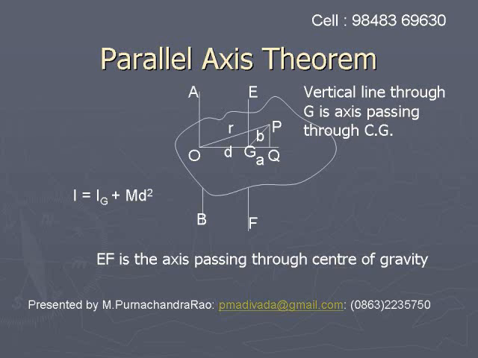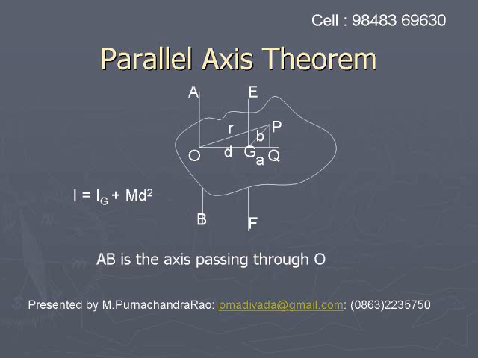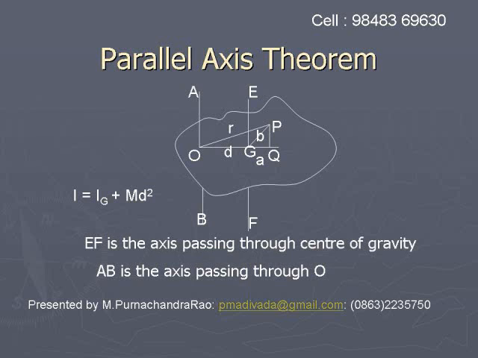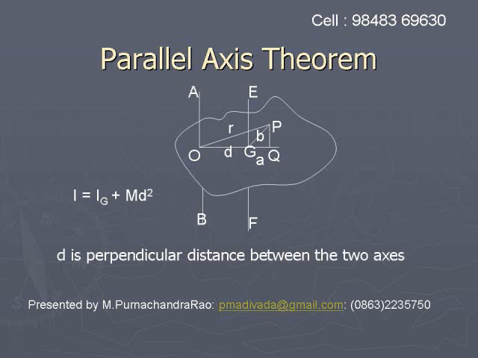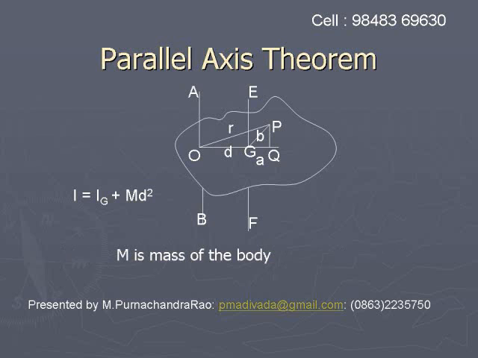Parallel axis theorem. To understand the parallel axis theorem, let us take the vertical line passing through E as the axis passing through the center of gravity G. Let us consider another axis passing through O at A. EF is the axis passing through center of gravity G, and AB is the axis passing through O. Now, the mass of the entire body is capital M, and the perpendicular distance between the two axes, that is OG, is equal to small d.